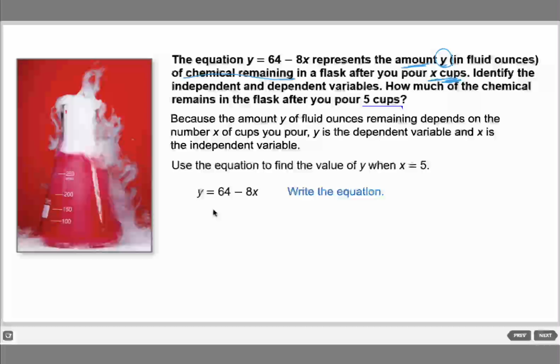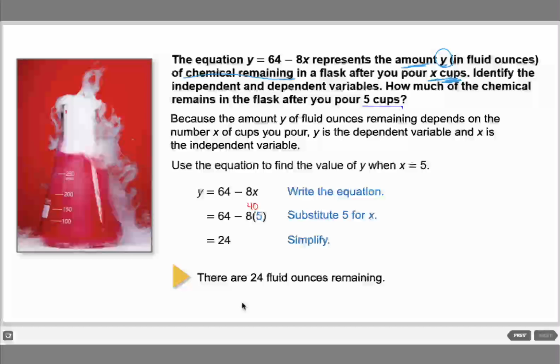So, now we know the value for x. What's the value for x? 5. Okay, so let's substitute 5 for x. Y equals 64 minus 8x. And now, 8 multiplied by 5 equals? Equals 40. And 64 minus 40? 24. So, the answer to the question is there are 24 fluid ounces remaining.